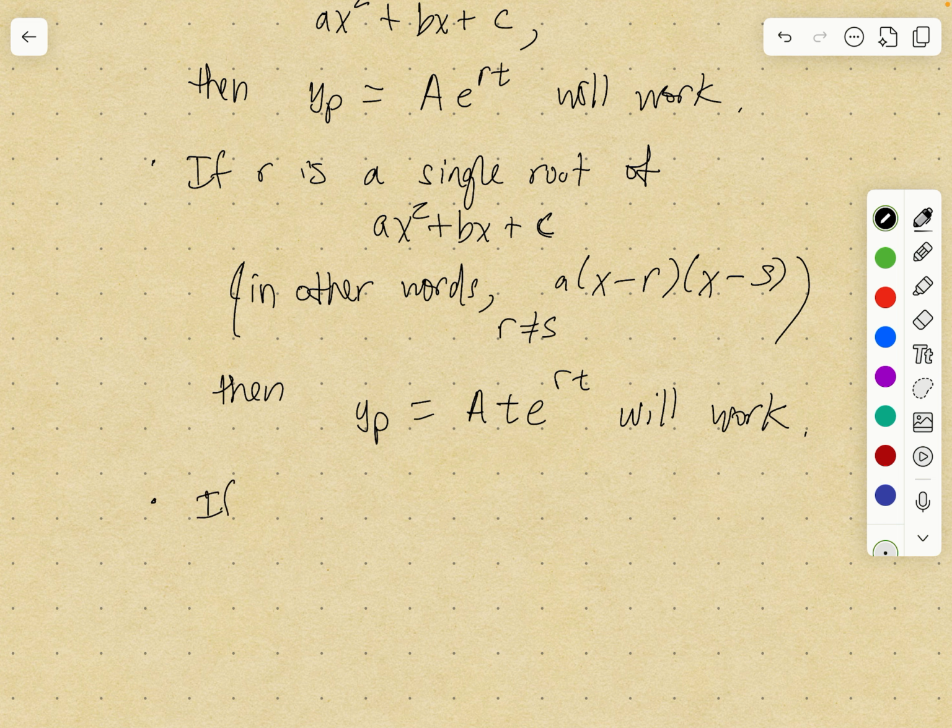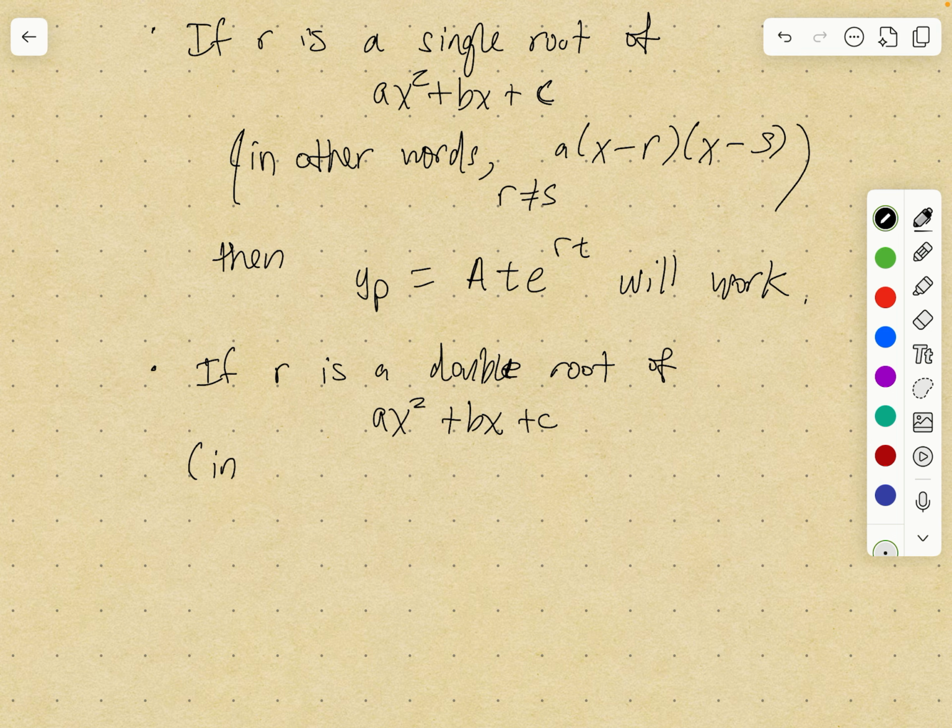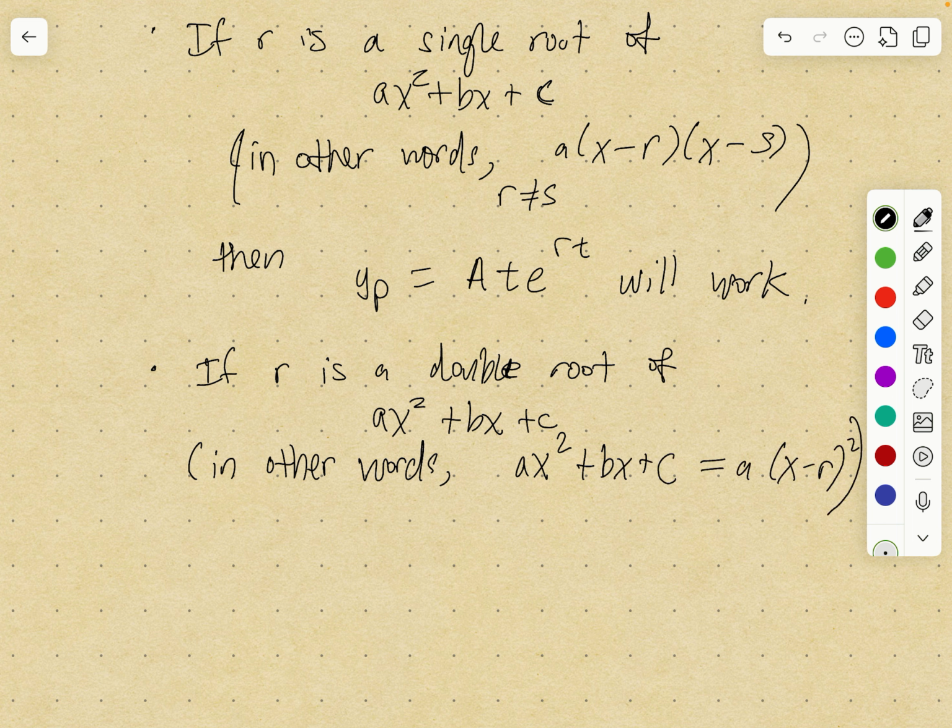And then the other possibility is if r is a double root of ax squared plus bx plus c. So in other words, your polynomial ax squared plus bx plus c factors as a times (x minus r) squared. So if you have something like that, then you have to multiply your A e to the rt by t squared. So then A t squared e to the rt will work.